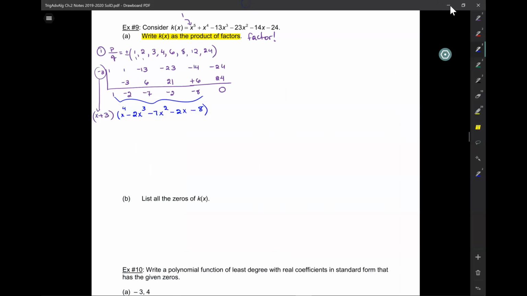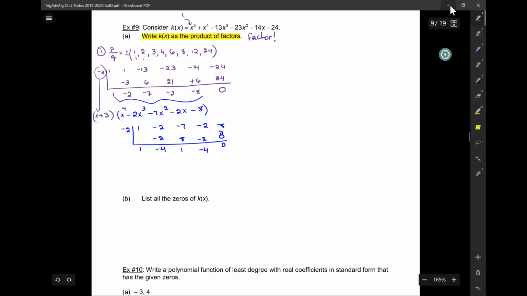This is the first time everybody's choosing the negative ones. Okay, so we're going to do -2 just on the blue part. 1, -2, -7, -2, -8. 1, -2, -4. 8. 1, -2, -4. +8, 0. Okay, I got a 0.